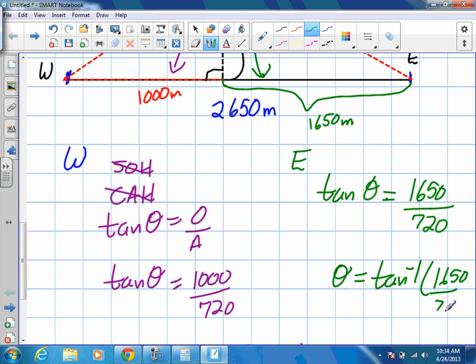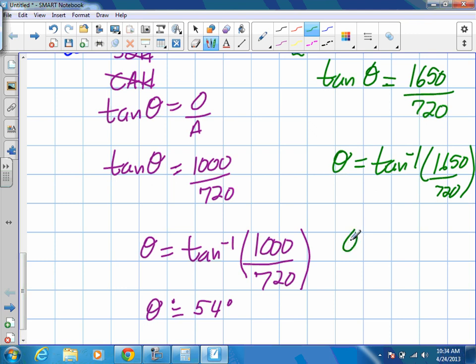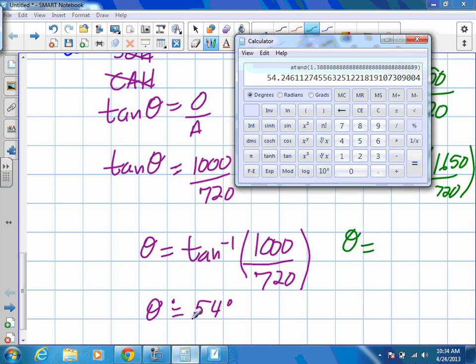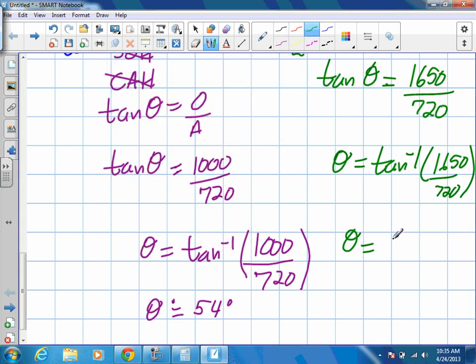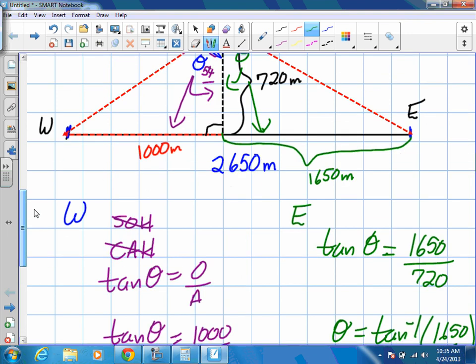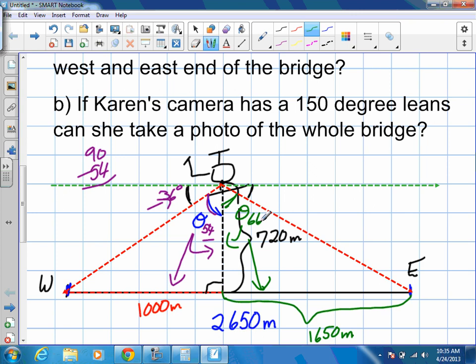Okay. We're going to put this into our calculator. And our green theta here, we have 1650 divided by 720. And then again, inverse of tan, 66.4. So again, I guess we'll round down in this case, so approximately 66 degrees. So if this angle here is 66 degrees, what is the angle of depression? It is, very good, 24 degrees. Good. So we've answered the first one. Angle of depression to the west is 36. Angle of depression to the east end of the bridge is 24.